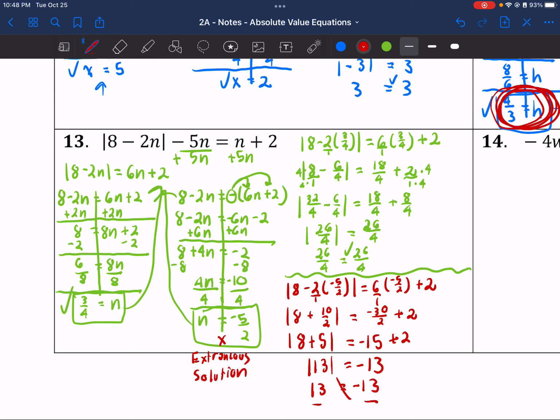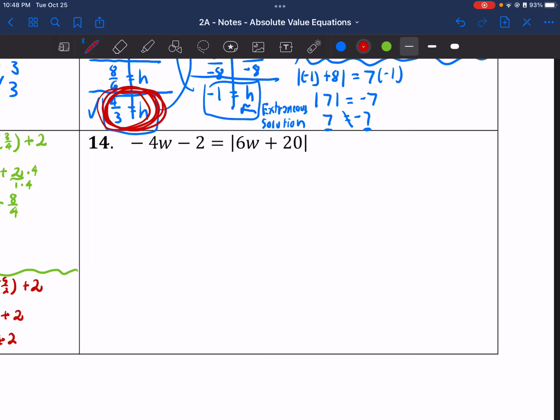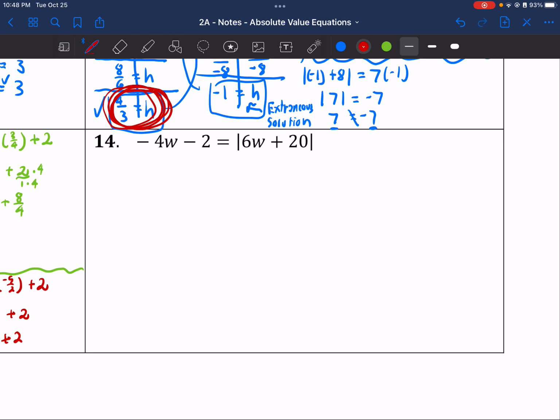So we only have one solution, and that one solution is n equals 3 over 4. Last but not least, let's do number 14. So we want to make sure that our absolute value expression is isolated. It is isolated. There's nothing on the outside, so we are good on that. So now we're going to create our two equations.